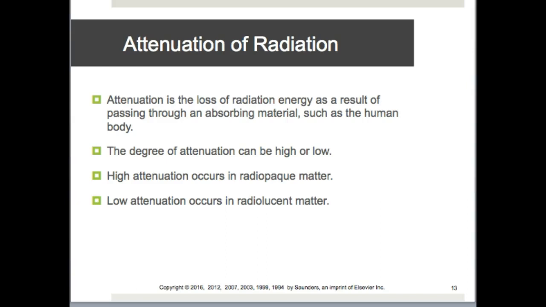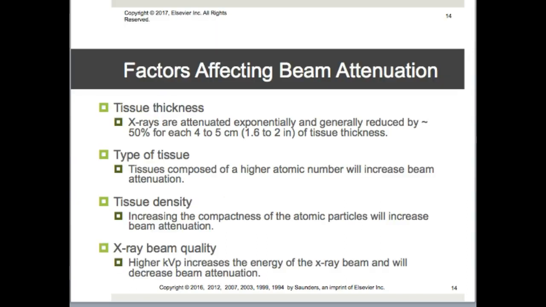Attenuation is the loss of radiation energy as a result of passing through an absorbing material such as the human body. The degree of attenuation can be high or low. High attenuation is with radiopaque matter such as bone, metal, something really dense, and low attenuation is with radiolucent material such as the lungs, which are filled with air.